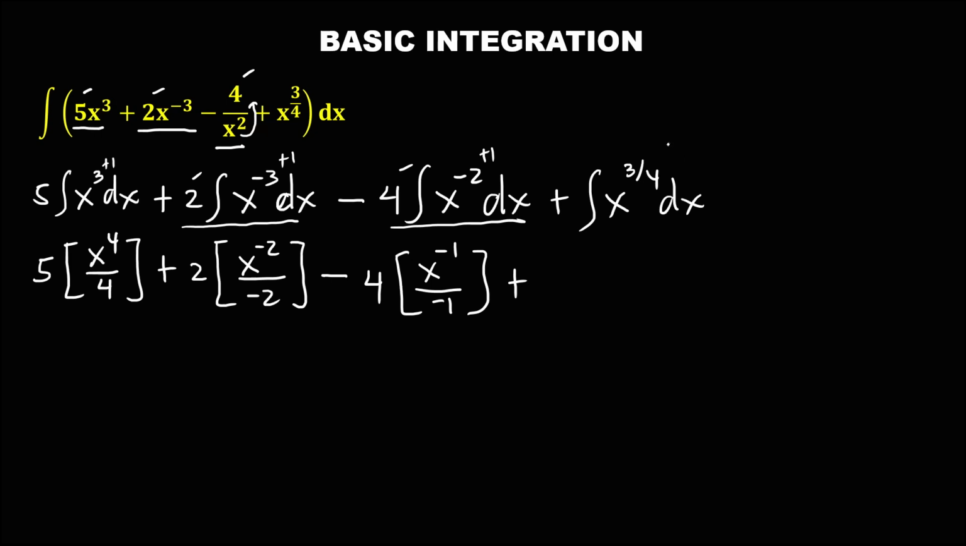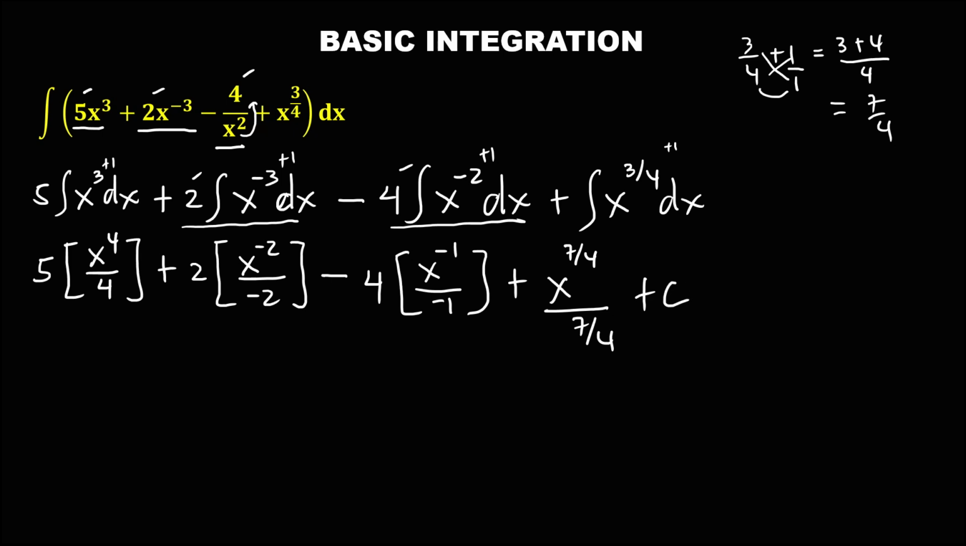so plus 1 for the exponent, so if we have 3 over 4 plus 1, using the butterfly method, so over 1, multiply, that's 3, then plus 4 times 1 is 4, then over, so this is 4, so that's 7 over 4, so this is x to the power 7 over 4 over 7 over 4, then plus c.